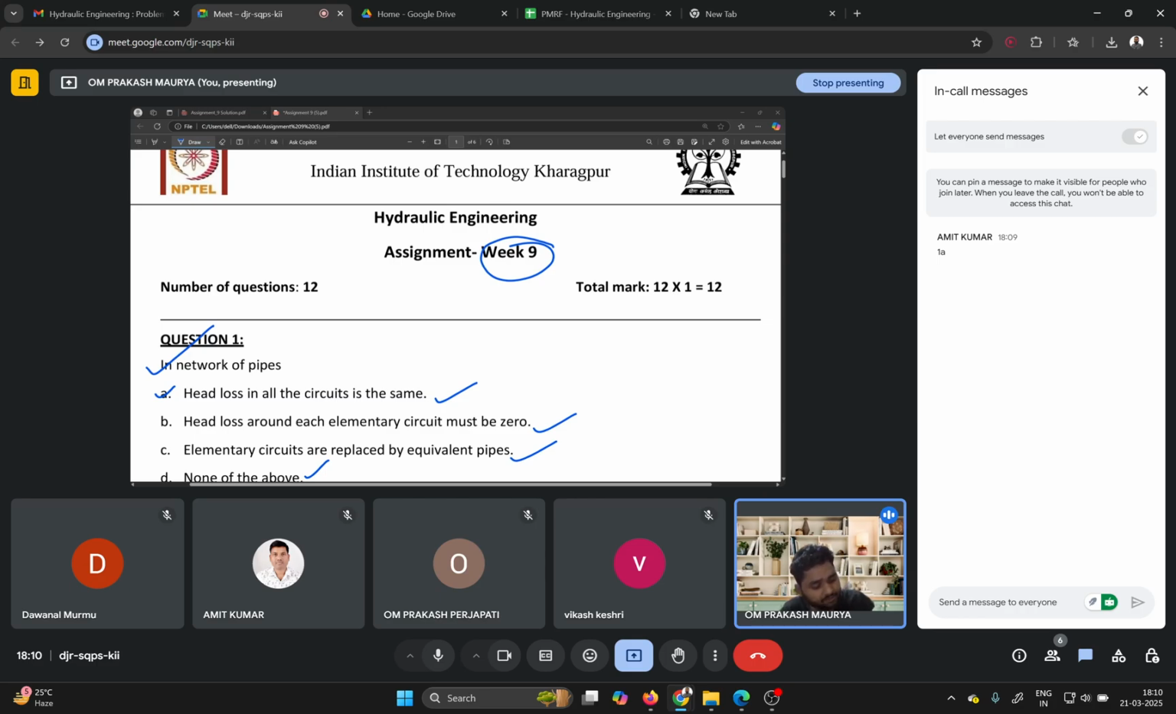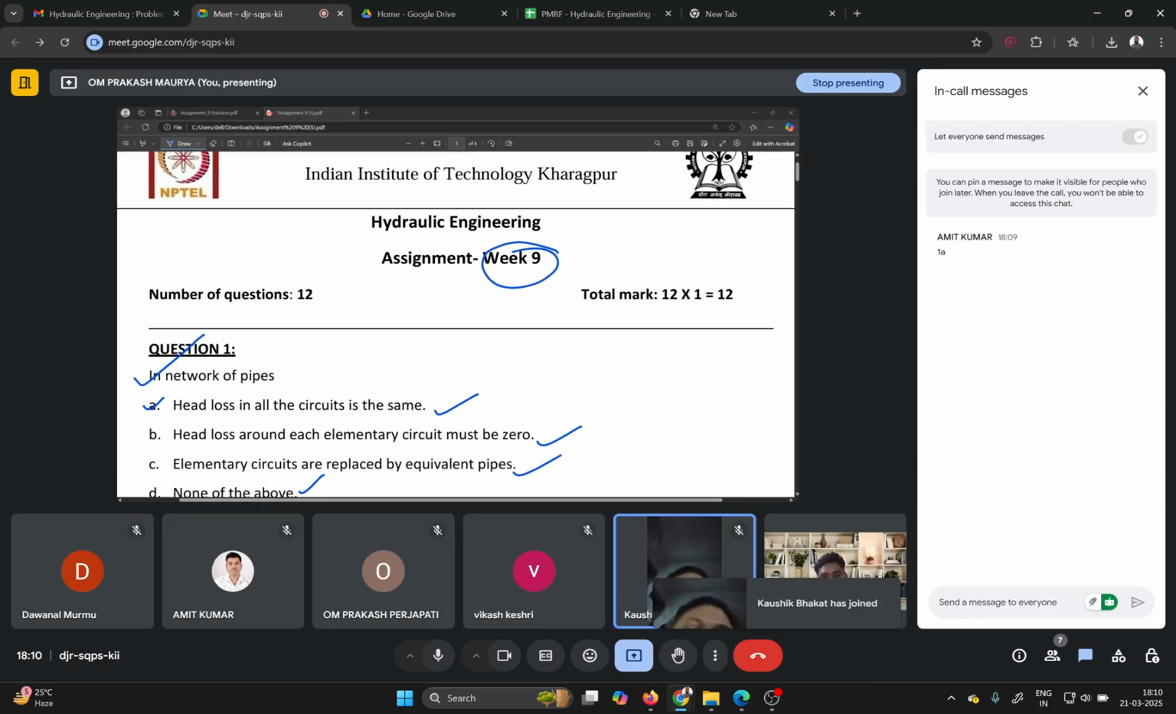Here we are not talking about the parallel and series network. We are talking about the circuit. Because if you will see the options, in all options the circuit term is written. So please think about the circuit type of network. Then you try to write your answer in the chat box.